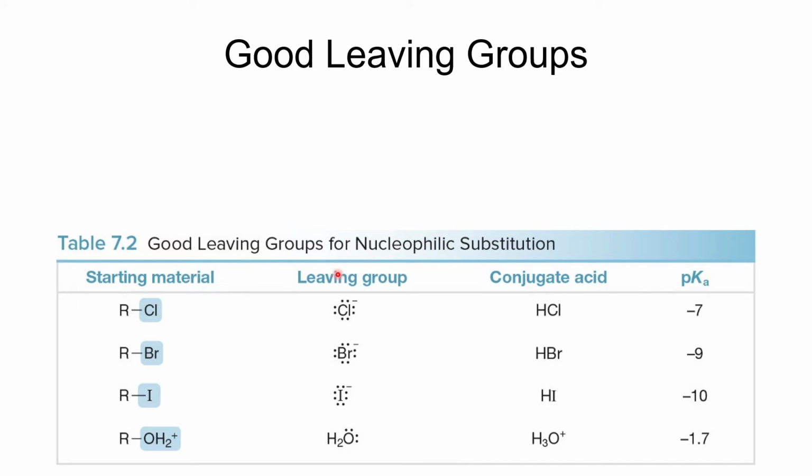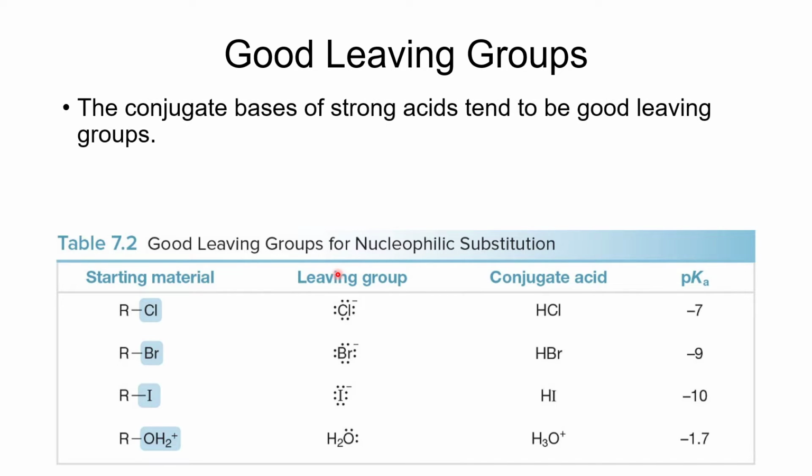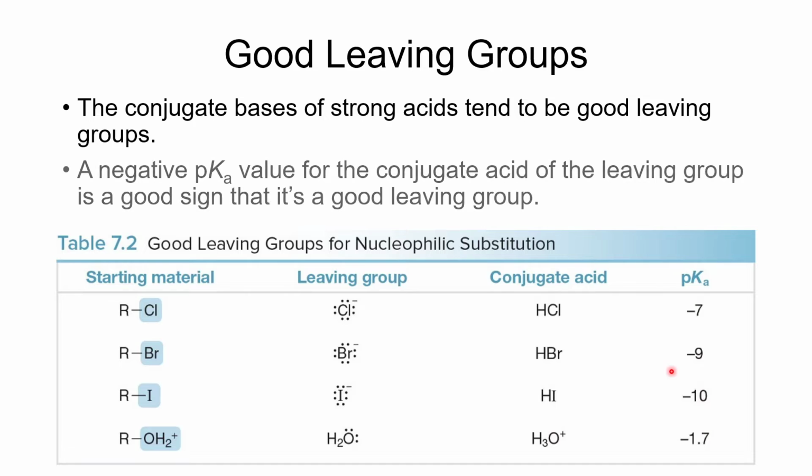So we'll find that good leaving groups are very weak bases, which means the conjugate acids of those bases are going to be strong acids. So the conjugate bases of strong acids tend to be good leaving groups. So here we've got chloride, bromide, iodide, and water. Those are all excellent leaving groups. If you look at their conjugate acids, HCl, HBr, HI, and hydronium, they are all fairly strong acids, very strong acids, in fact. We'll find that when we have a negative pKa for the conjugate acid of our leaving group, that's a really good sign that it is a good leaving group.